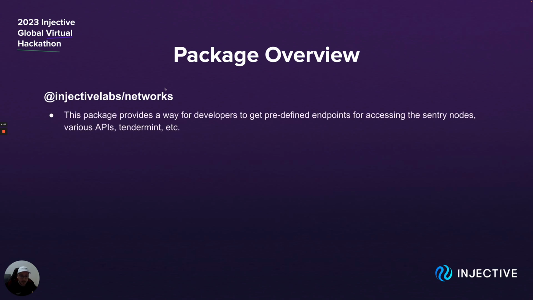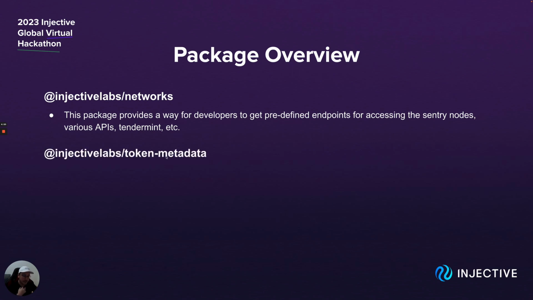Then we have the networks package. This package provides a way for developers to get some predefined endpoints for accessing the Sentry nodes, various APIs, the Tendermint RPC, and etc. This is useful because as a developer, you get access to the infrastructure which runs the whole set of APIs and the Sentry node, the chain itself. So you can start developing decentralized applications without the need to spawn your own infrastructure. We have access to testnet, to public mainnet endpoints, and etc.